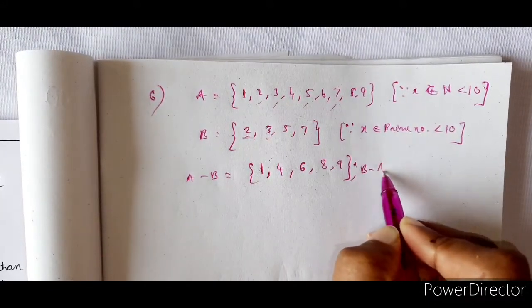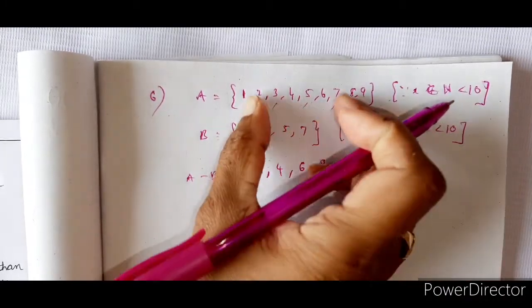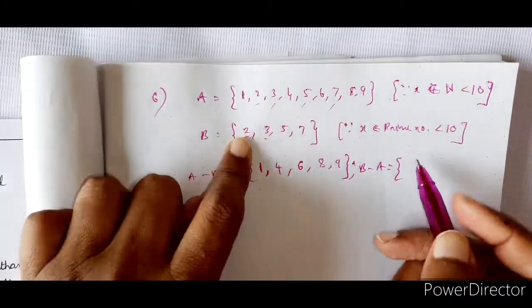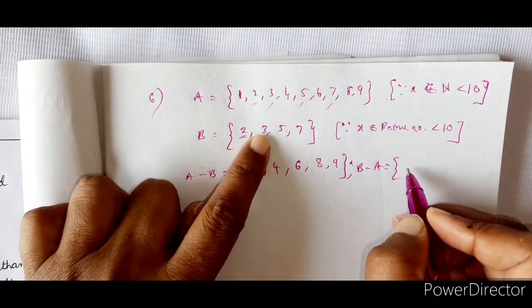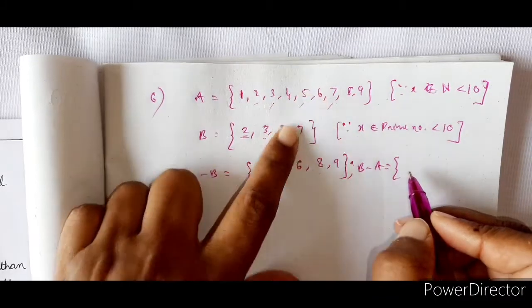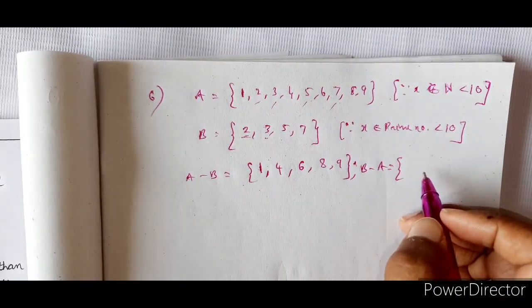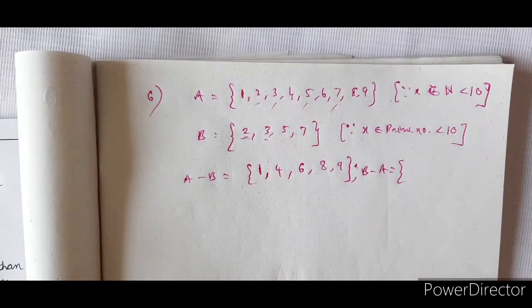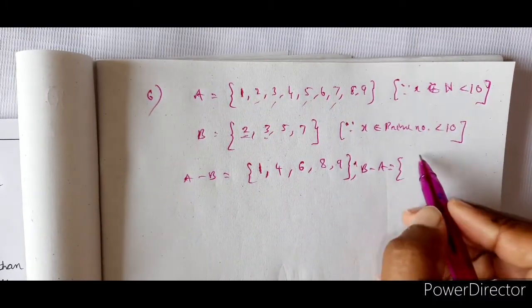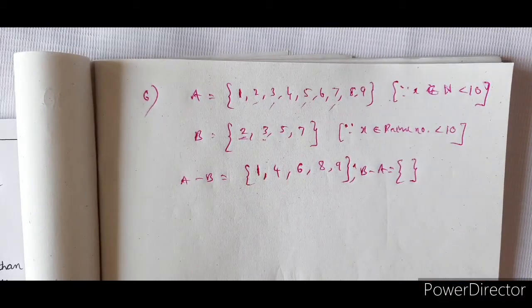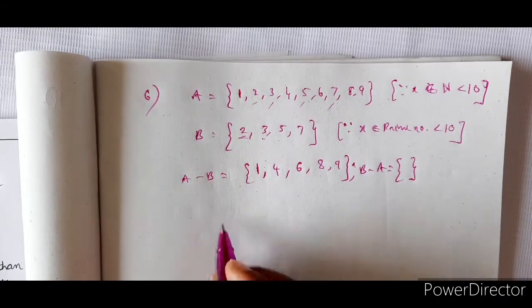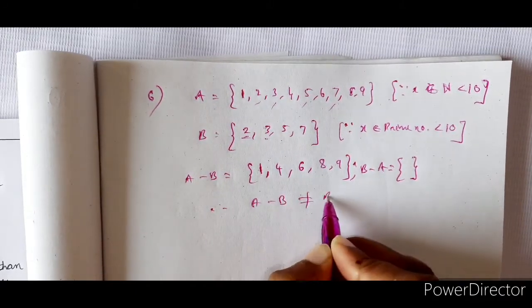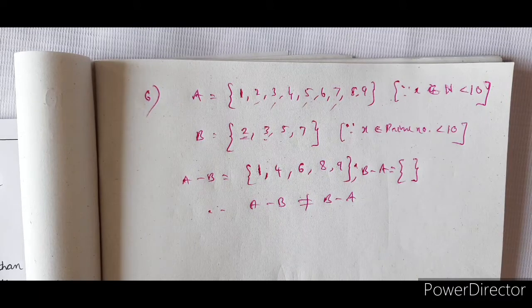Now find out B minus A. That means from B whatever elements that are common in both should be eliminated. So 2 is common in both, so we won't write. 3 is common, we won't write. 5 is common, we won't write. 7 is common, we won't write. That means B minus A, because B is a subset of A, means all the elements that are there in B are also there in A. So therefore it is an empty set. B minus A is empty set. Right? So now A minus B is not equal to B minus A.